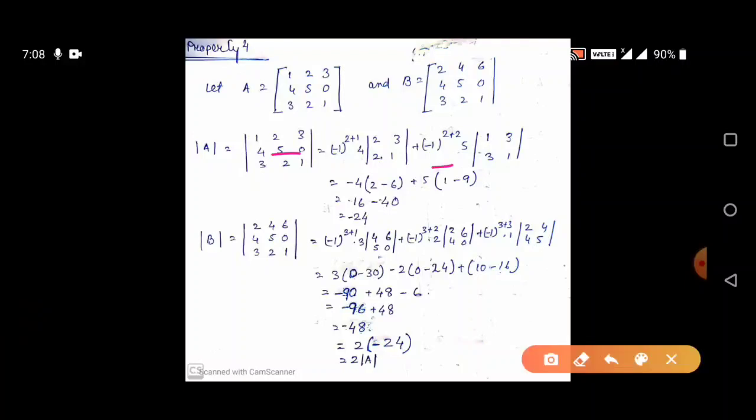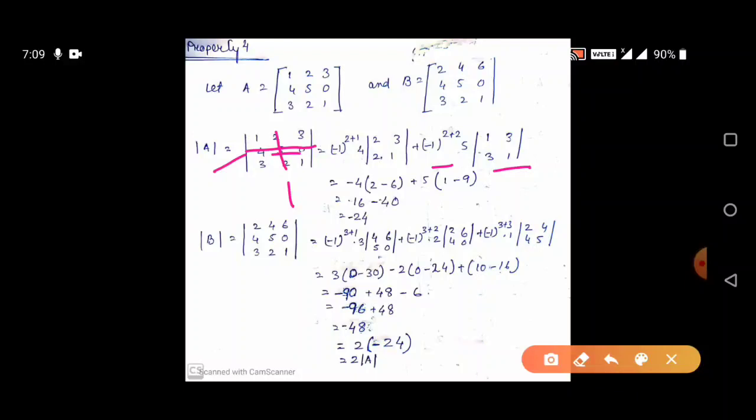Same thing we have to do with this 5. So minus 1 to the power 2 plus 2, because 5 is in the second row, second column. So it will be 2 plus 2. After that, leaving the second row and the second column, the remaining elements we have to write. The remaining elements are 1, 3, 3, 1.